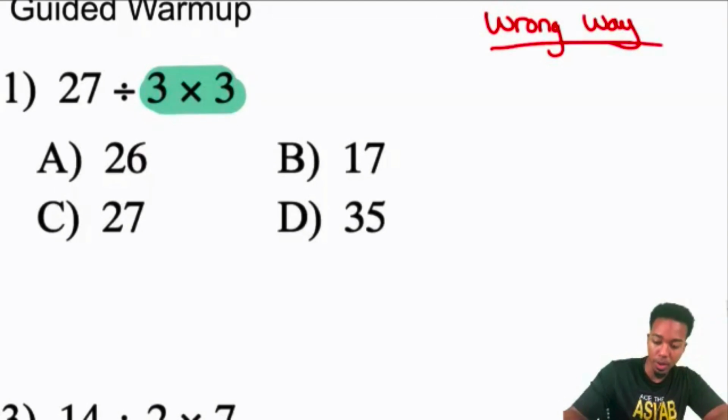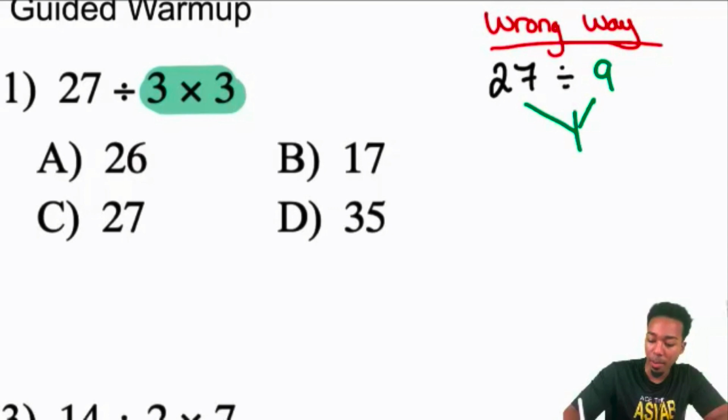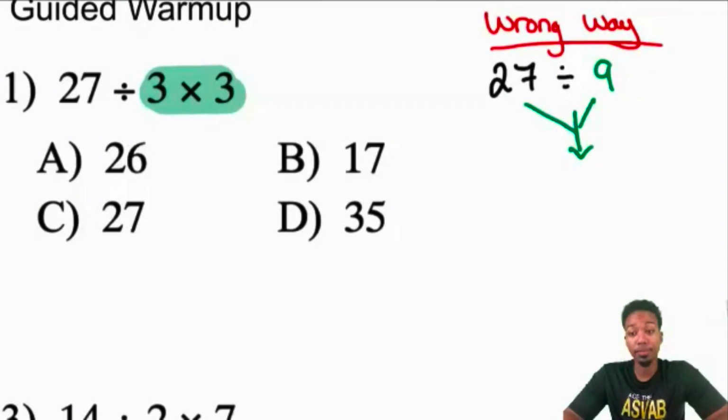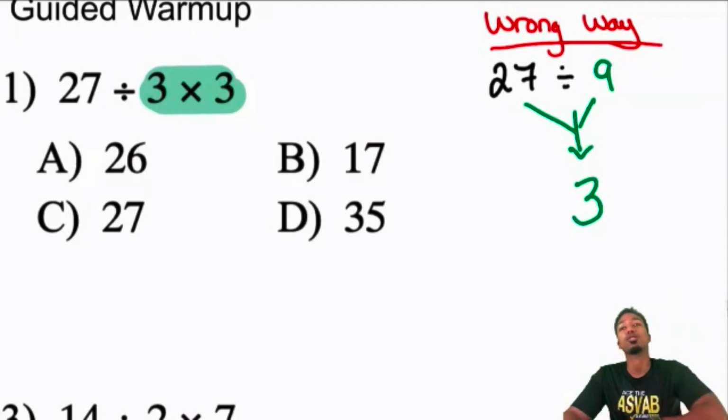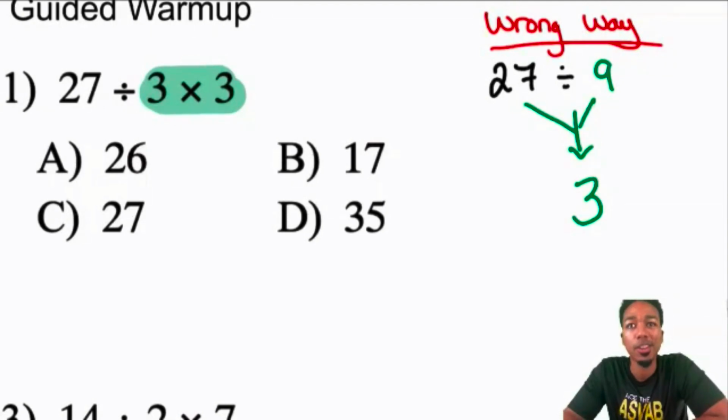This is the wrong way. Most people would have done this. They would have done 27 divided by, and then the 3 times 3 would have given them 9. And then 27 divided by 9 would have been 3. And guess what? 3 is not even there on the answer choices, because 3 would have been wrong.